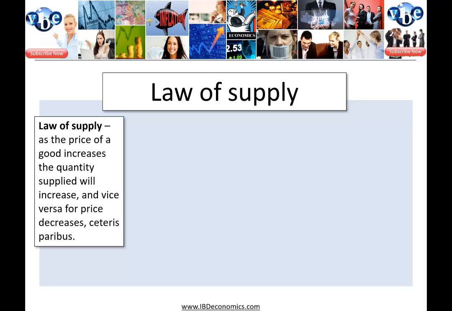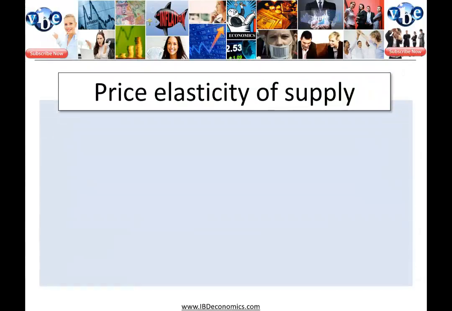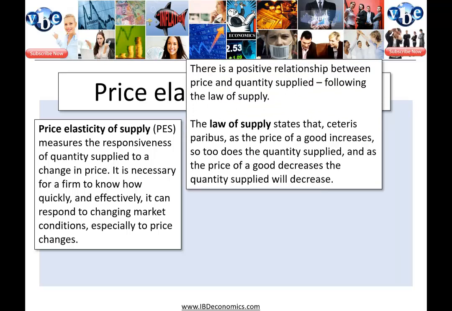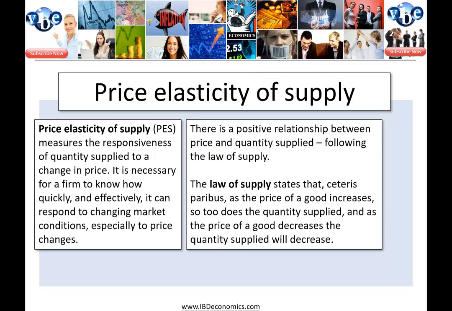Okay, so the law of supply: as the price of a good increases, the quantity supplied will increase, and vice versa. So elasticity of supply is looking at how much a price change will influence the quantity supplied. How responsive is quantity supplied to changes in price? So price elasticity of supply, PES, measures the responsiveness of quantity supplied to a change in price.